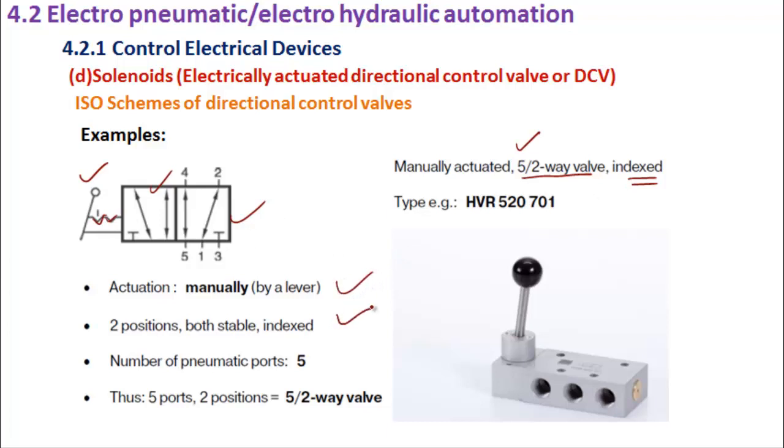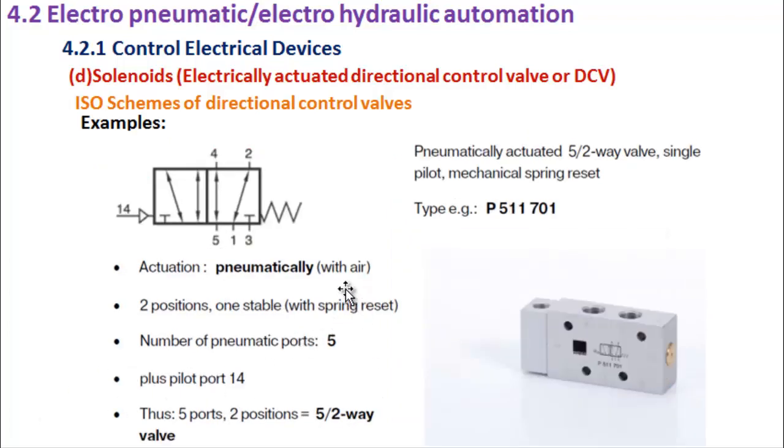2 positions, both are stable. Now why am I saying both are stable? Both are stable because they are indexed. So you can change the lever to be in this position or in this position. What this one shows is that this is the normal position, so this detent and this position are connected. How many ports are there? There are 5 ports. So this is a 5/2 DCV, and this is an original image of such a DCV.